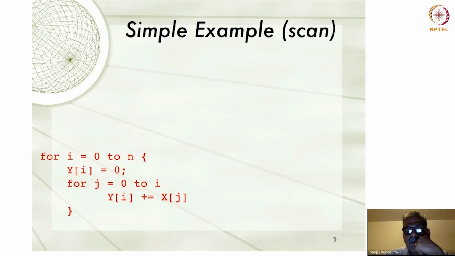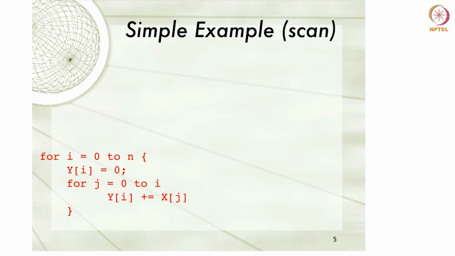What is the complexity of this program? i equals 1 to n, j equals 0 to i. What is the iteration space of this program? It's a triangle, right? So what is the complexity of this program asymptotically? Order n squared, yeah. Can you think of a way to execute this program faster than n squared, in linear time?